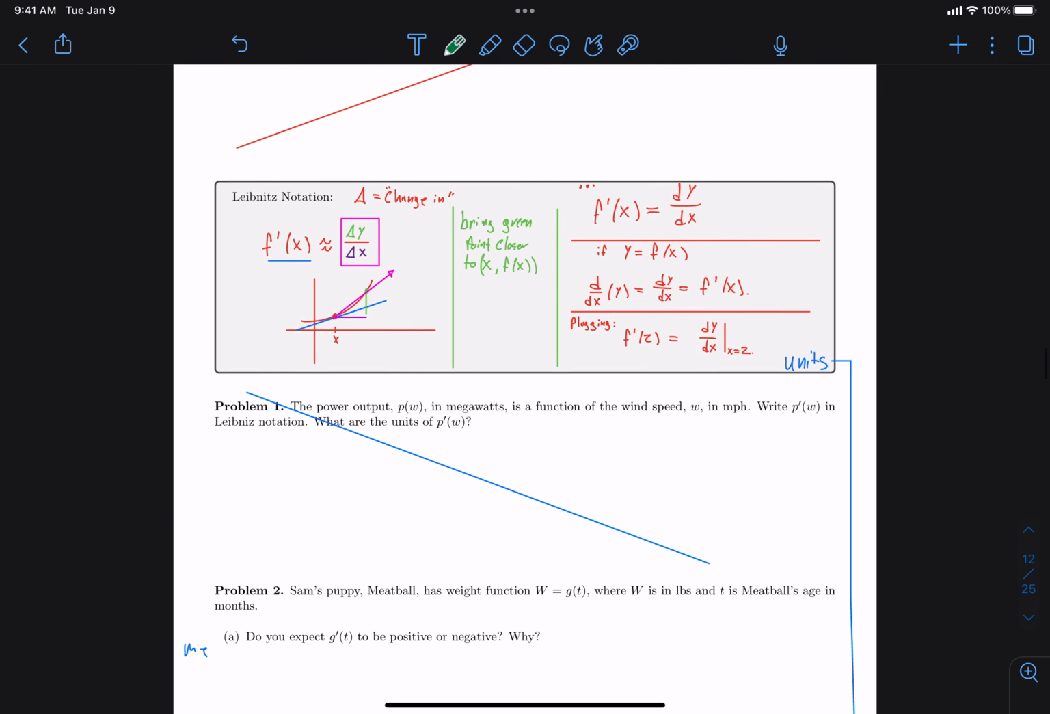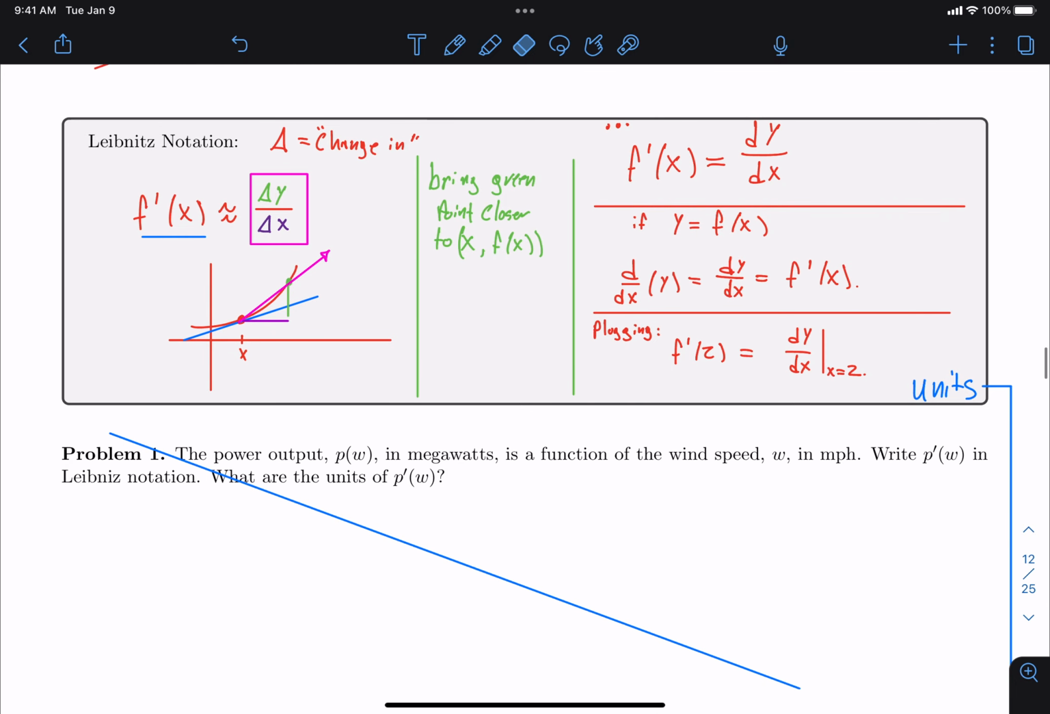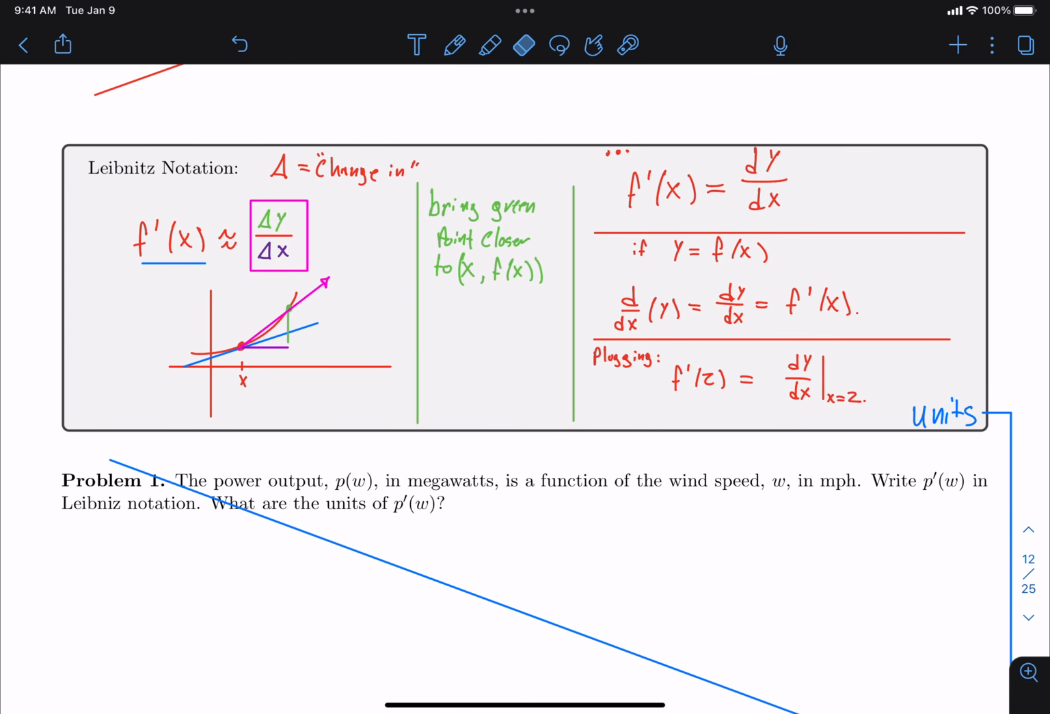All right, so let's talk about Leibniz notation. We're going to skip to section 2.3. Okay, so this is nothing new. It's just a different way of writing what we already know.